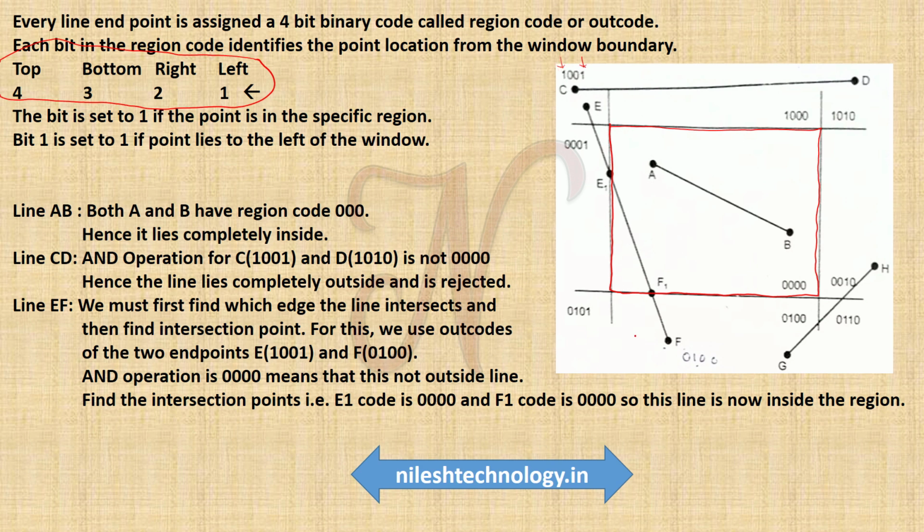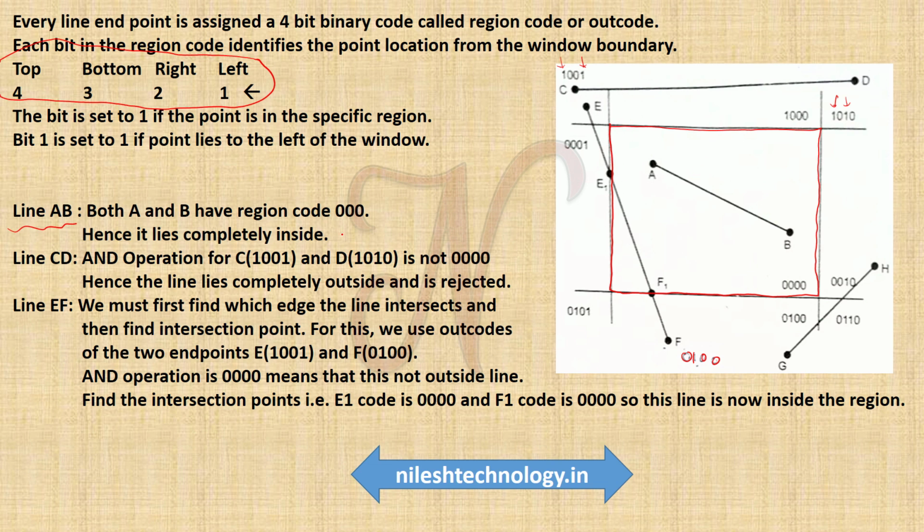Then see point F. F point is at the bottom, which is not on the left or right side, so only 0, 1, 0, 0. Similarly, G is 0, 1, 0, 0. Then D is top and right, so 1, 0, 1, 0. Like this we generate the 4 bits for each end point of a line. Now consider the line AB. A and B, both points are inside this region.